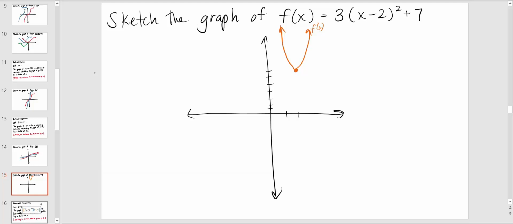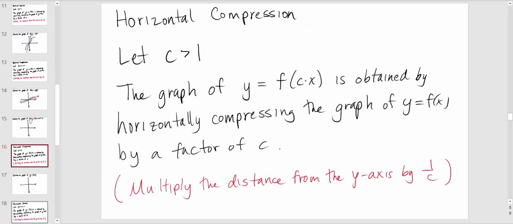Okay, let's go on to horizontal compressions and stretches. We're going to start with the case where c is greater than 1. And again, for a lot of people, the rule is going to seem counterintuitive. The graph of y equals f of c times x, notice that the c is directly affecting the x. Just like in the horizontal translations, when we shifted left and right, the c was either added or subtracted directly to or from the x. Now the c is directly on the x again. This is going to be a horizontal effect. That graph is obtained by horizontally compressing the graph of y equals f of x by a factor of c.